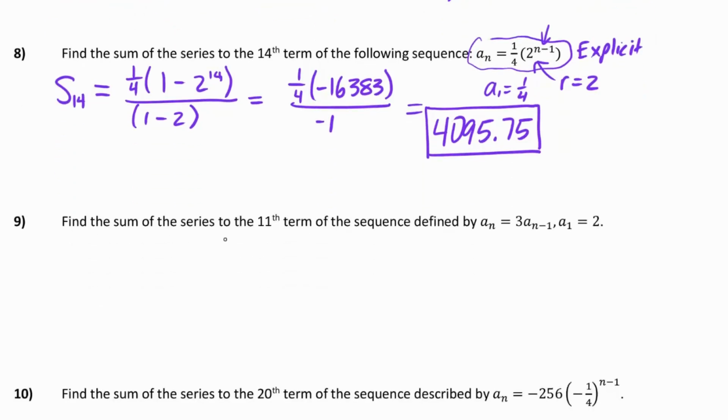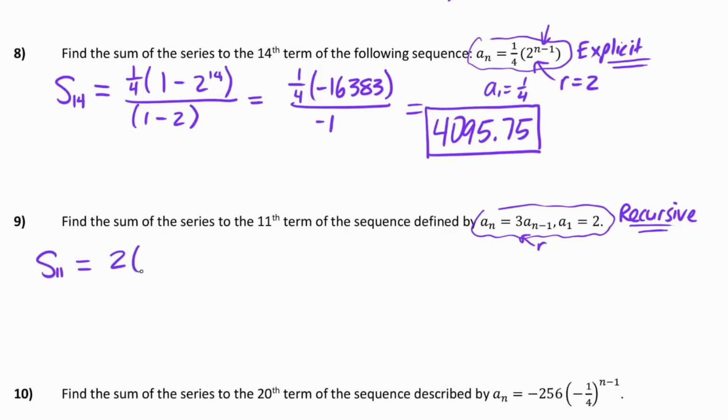Let's try question number 9. Find the sum of the series to the 11th term, so S11, if the sequence has this information. Now here, AN equals 3 times AN minus 1, saying wherever I stand is equal to 3 times the prior position from where I was standing. And then they say at the end, A1, the list starts with 2 as a value. So this 3 here is the common ratio. This is our recursive formula. And between the recursive formula and the explicit formula, you have to have those memorized. You have to know how they work, what each piece means.